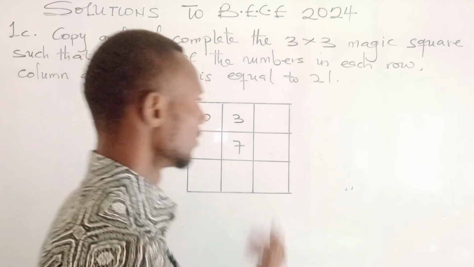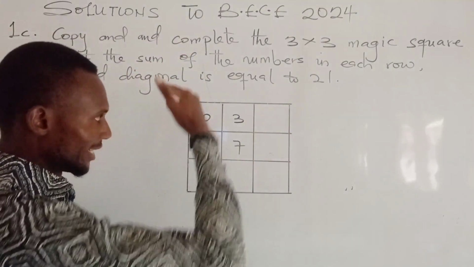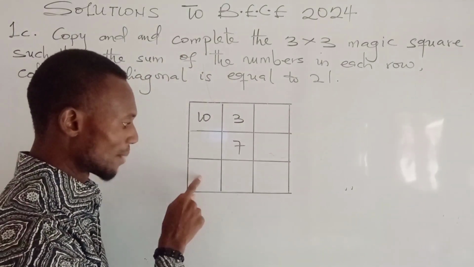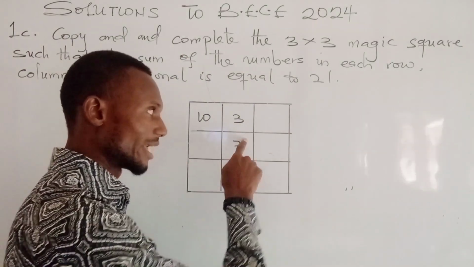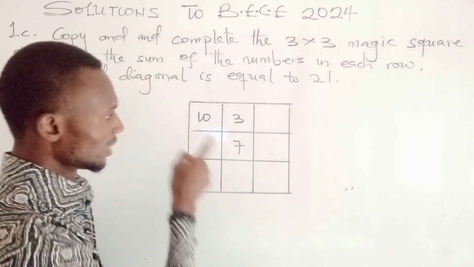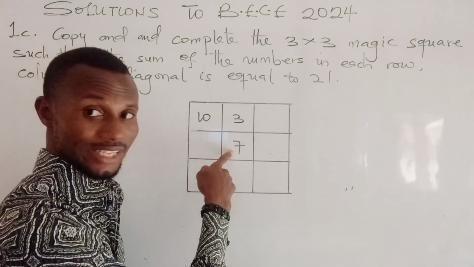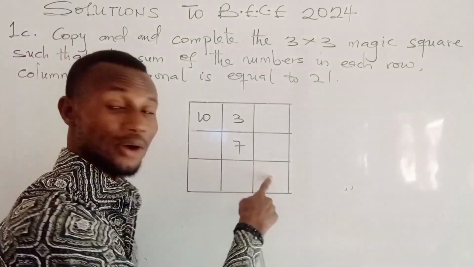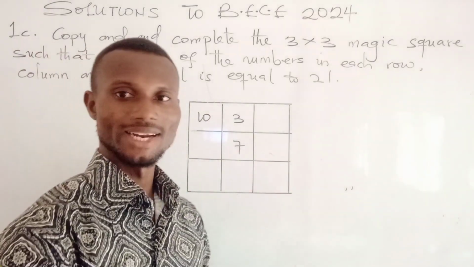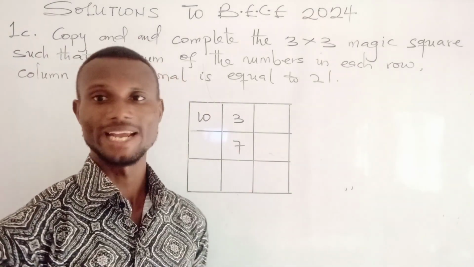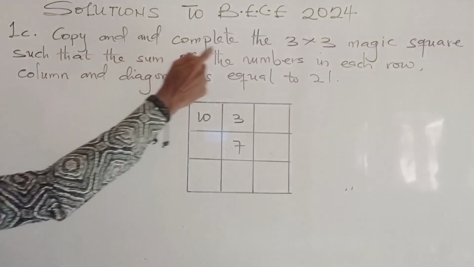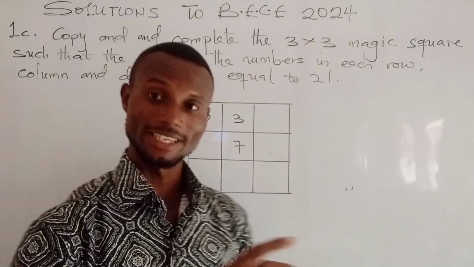Now the diagonals. These are the diagonals, this side and this side. When we add the number which is supposed to be here to the 7 which is here, plus the number which is supposed to be here, we have to get 21. Again, when we add the 10 to the 7 which is here, and also to the number which is supposed to be here, we sum everything and are supposed to get 21 as well. And this is called the magic square. So it says copy and complete the 3 by 3 magic square.